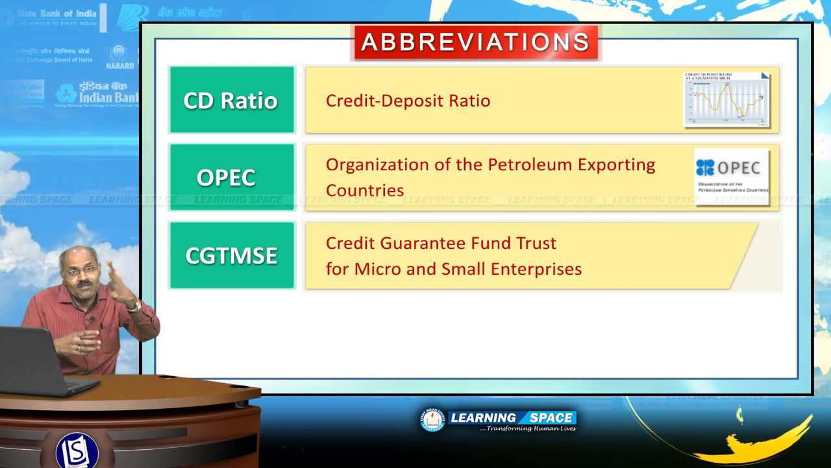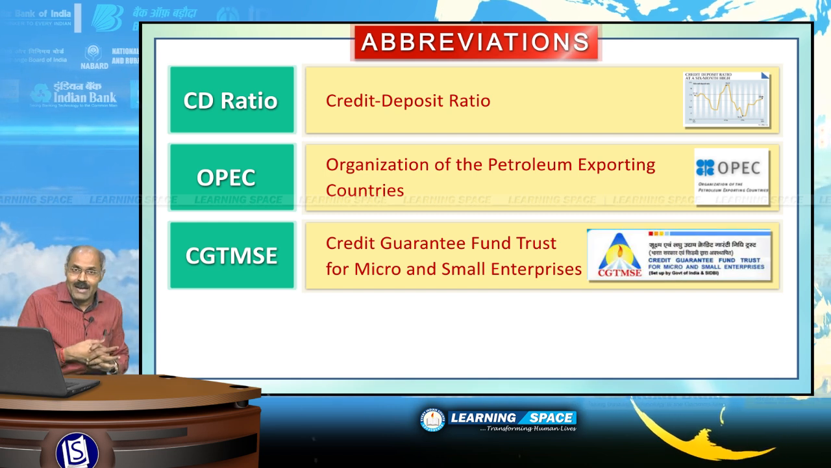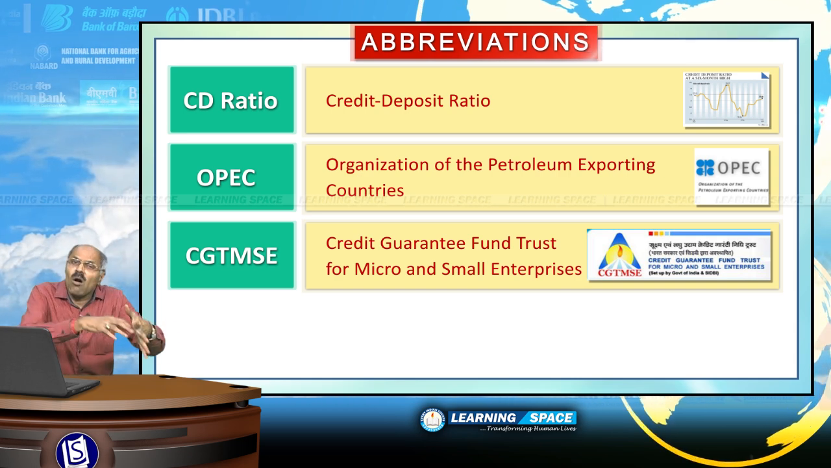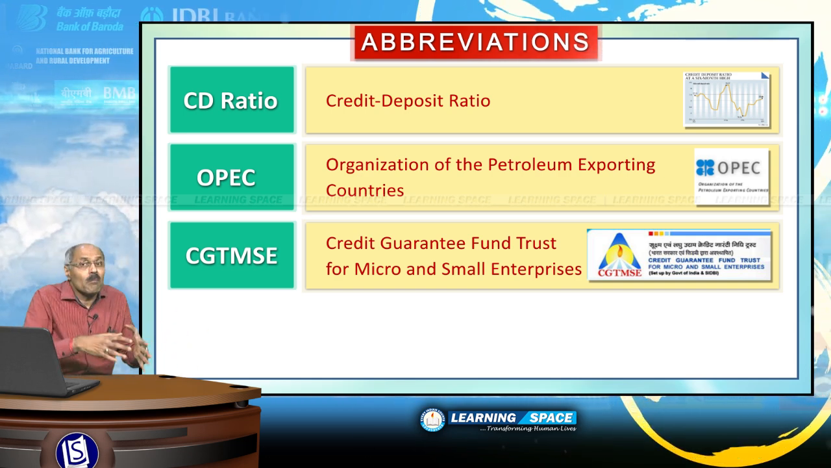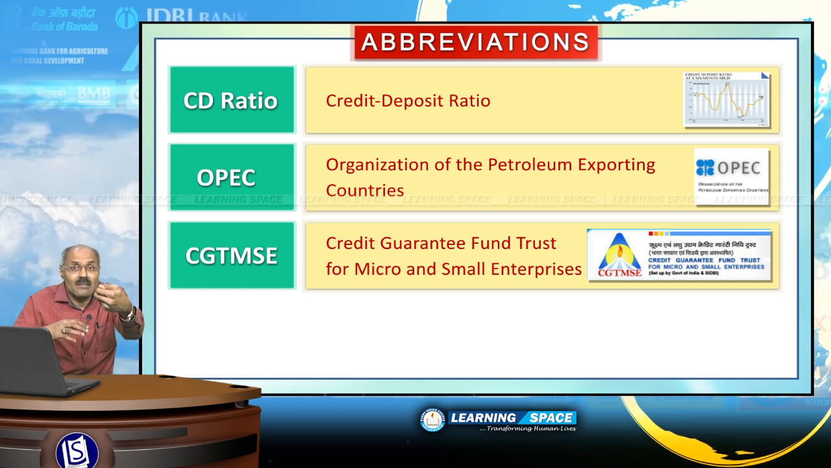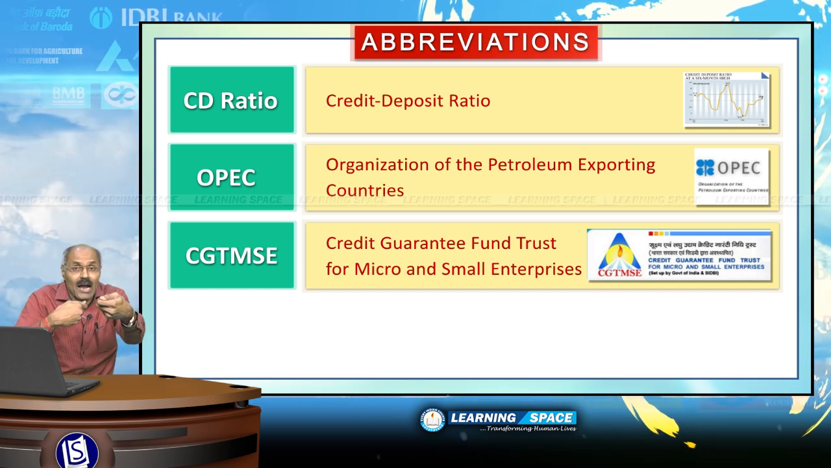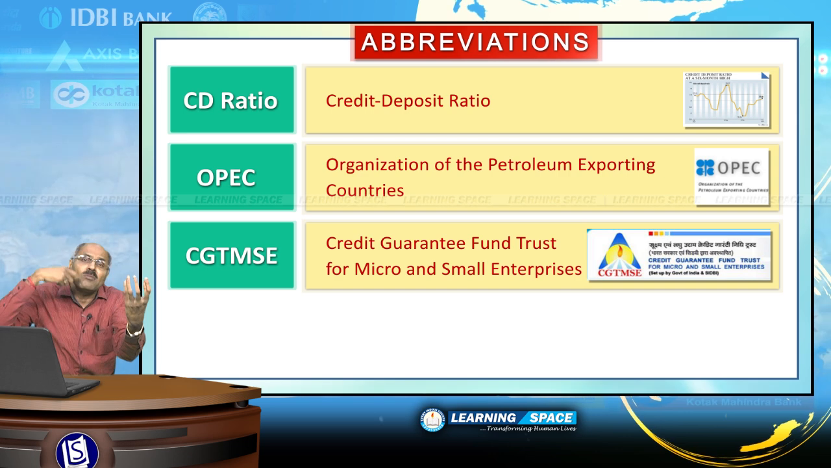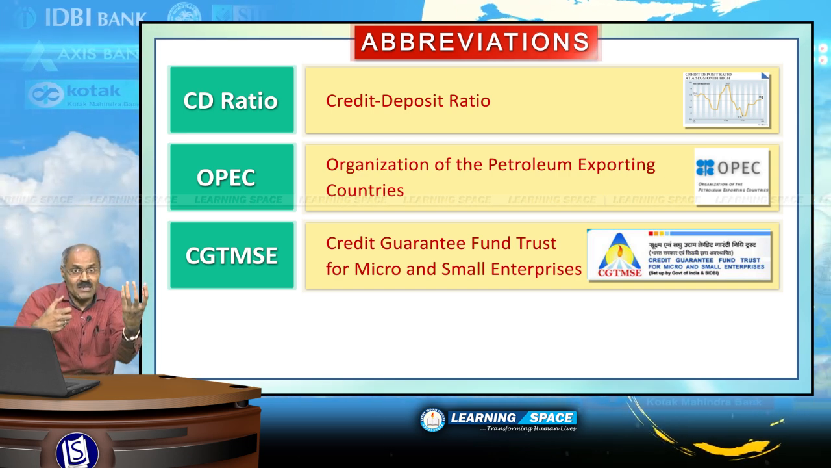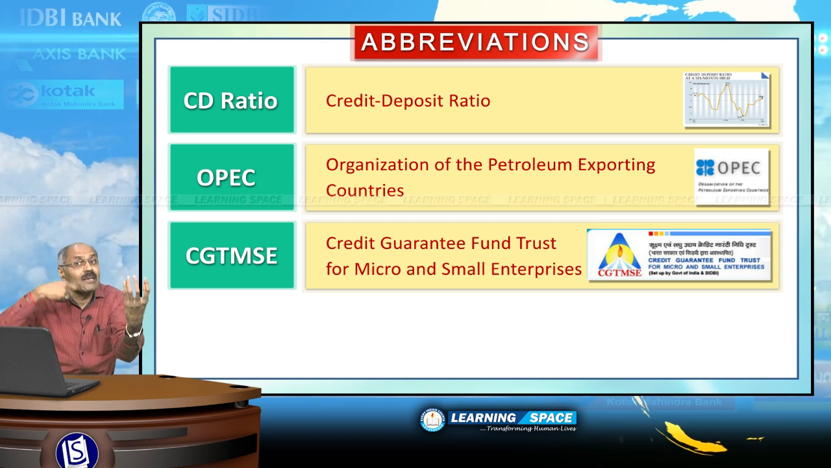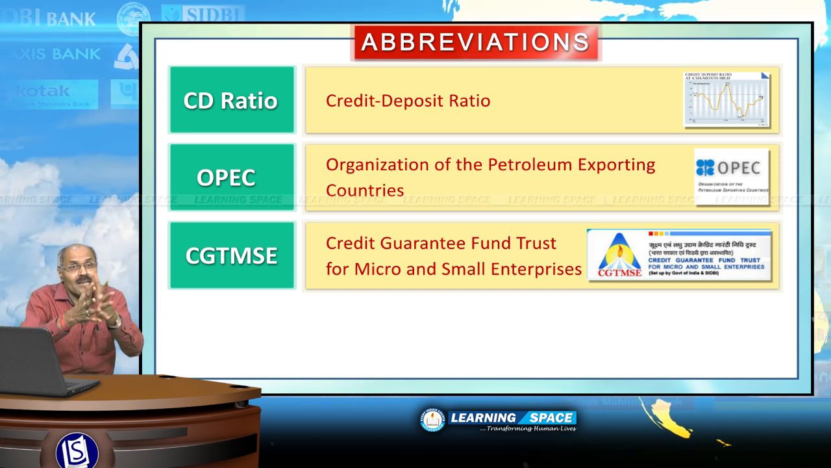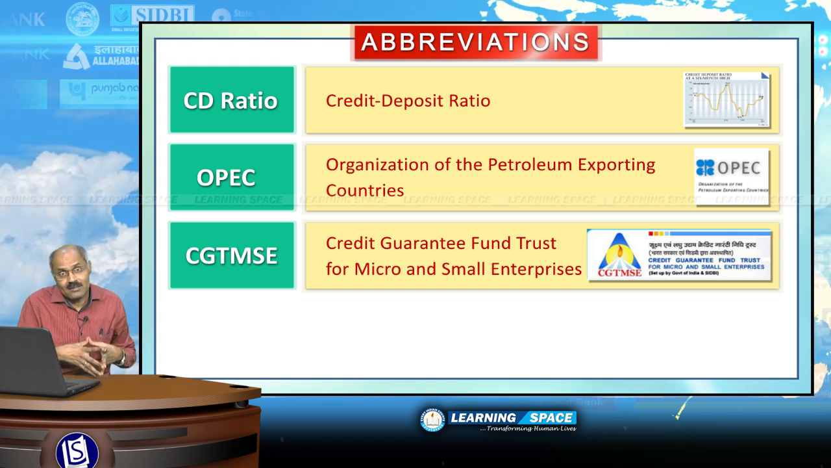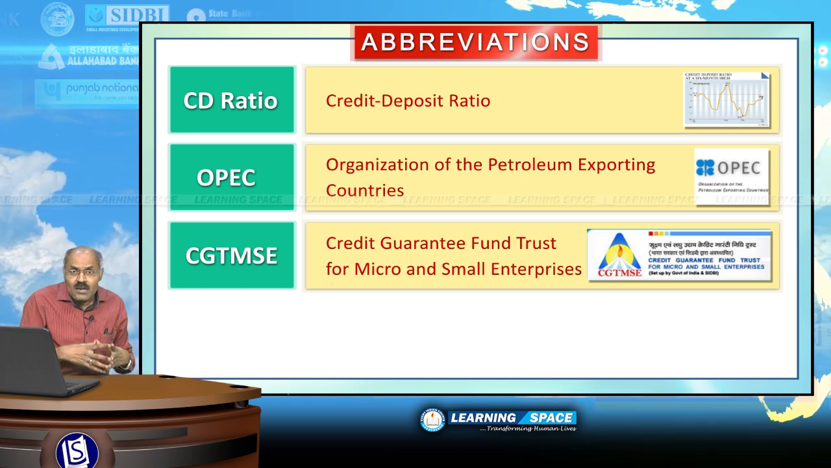CGTMSE, Credit Guarantee Fund Trust for Micro and Small Enterprises. When you are going to the bank, they will ask for collateral security. Small businesses and micro enterprises may not be able to give collateral security when they are going to the bank for taking a loan, and this CGTMSE maintained by SIDBI will give collateral guarantee. Please don't forget CGTMSE is Credit Guarantee Fund Trust for Micro and Small Enterprises.